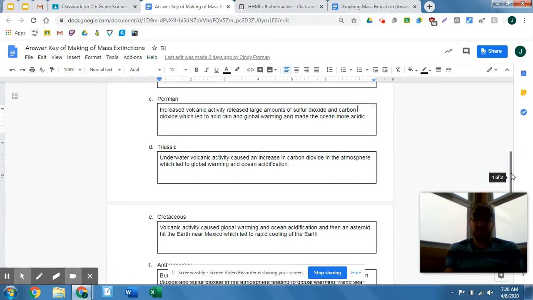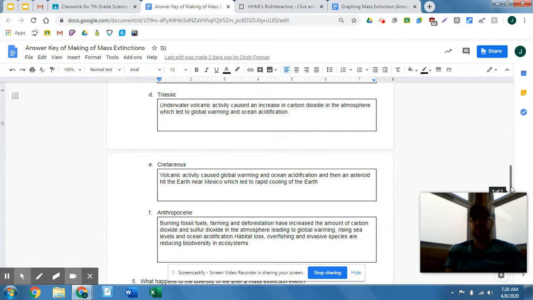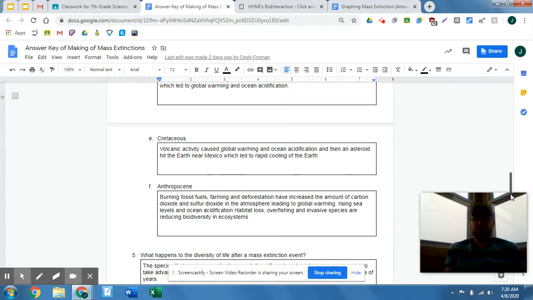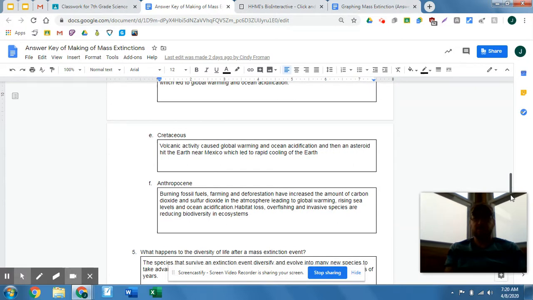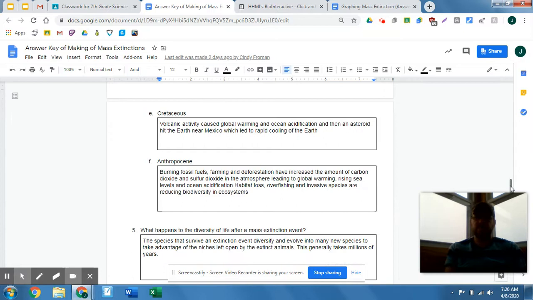The Permian, increased volcanic activity released large amounts of sulfur dioxide and carbon dioxide. The sulfur dioxide led to acid rain, and CO2 to some extent, but mostly the global warming came from the carbon dioxide. Triassic, underwater volcanic activity caused an increase in carbon dioxide in the atmosphere. Cretaceous, volcanic activity caused global warming and ocean acidification, and then the asteroid hit, which caused big changes really quick. It caused rapid cooling because the sunlight couldn't hit the Earth as well anymore.